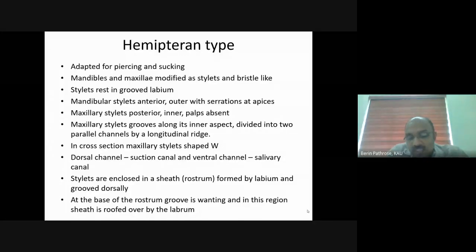Main modification is that the mandibles and maxillae are modified into stylets. Mandibular stylets are anterior in nature and the tip is serrated. Maxillary stylets are doubly grooved, that means they have two grooves. When the maxillary stylets are kept together, they form a dorsal food canal or suction canal and the ventral salivary canal, and all the four stylets, mandibular and maxillary, are enclosed in a long proboscis. The proboscis has a channel on the dorsal surface. At the base of the proboscis we have a labrum which covers the base of this rostrum.